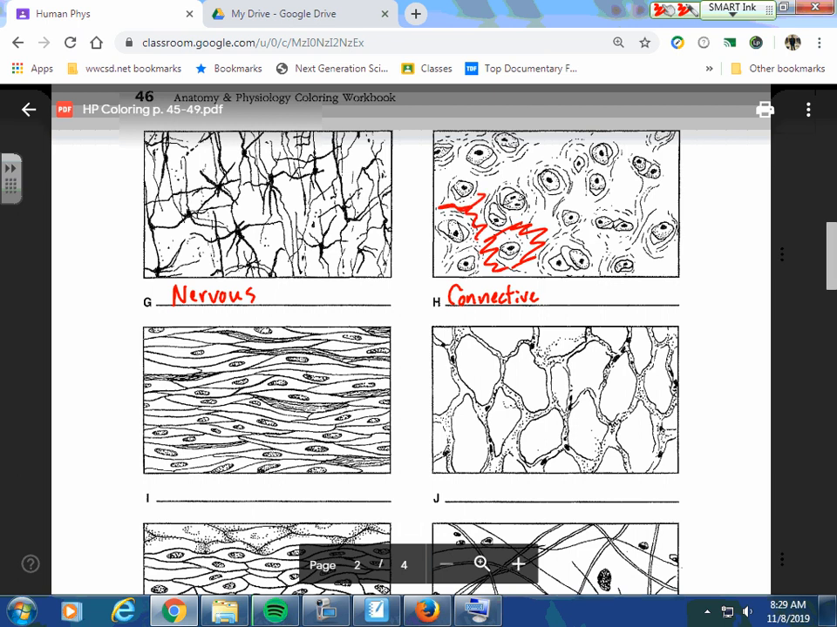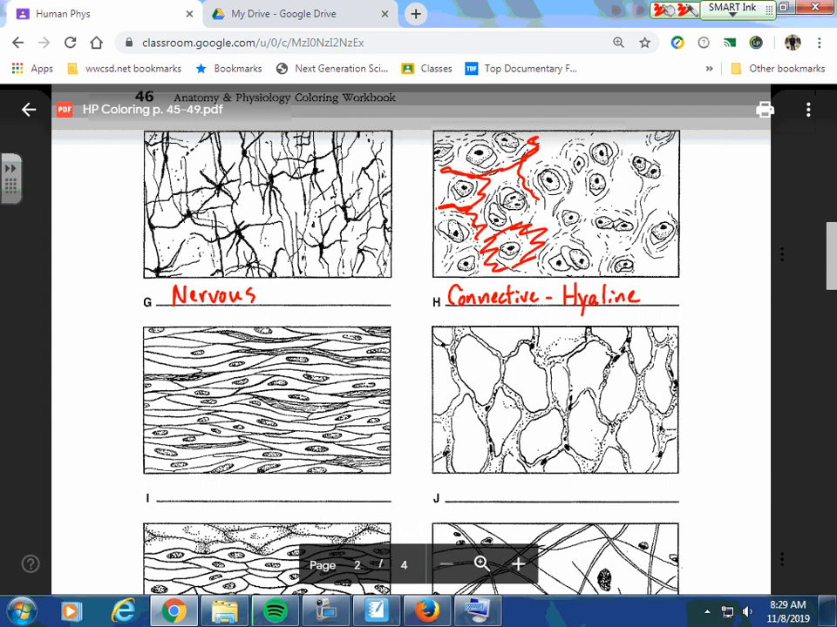And what this one is, is a type of cartilage. It's the most popular cartilage in the body. It's called hyaline cartilage. And what's noticeable about this, I notice, it kind of looks like eyeballs, weird eyeballs, like on a monster or something.